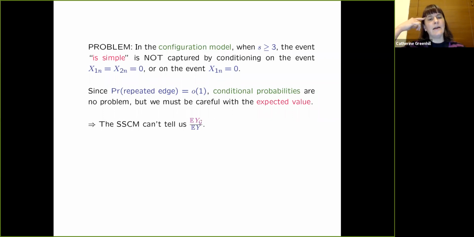So in particular, the small subgraph conditioning method will not give us the ratio between the expected value of Y in the hypergraph world and the expected value for the configurations. We'll calculate it for configurations, but later if we want to get the distribution for hypergraphs, we need to bring this ratio in ourselves somehow. So that's the whole twist, basically.